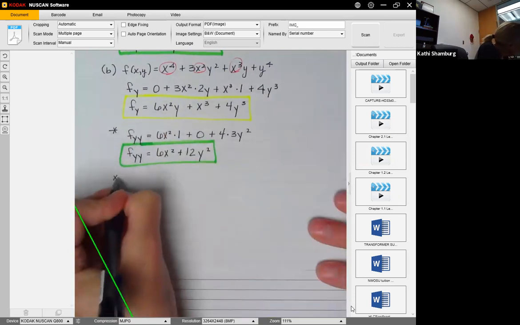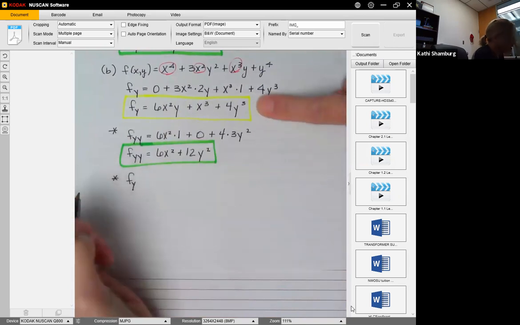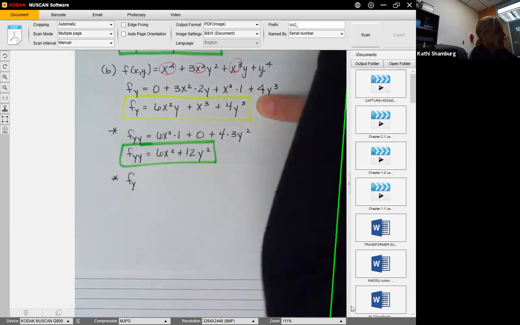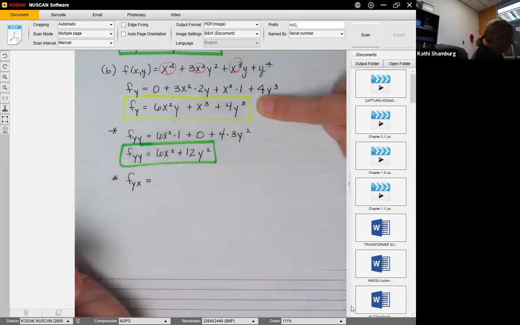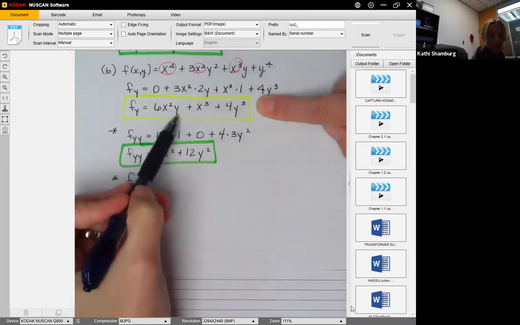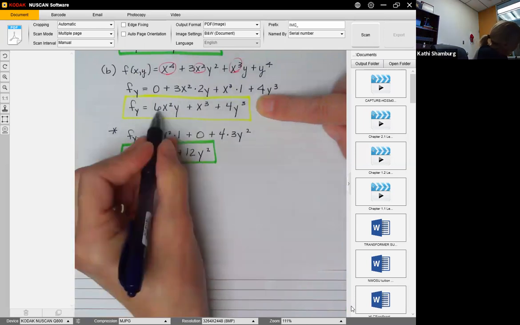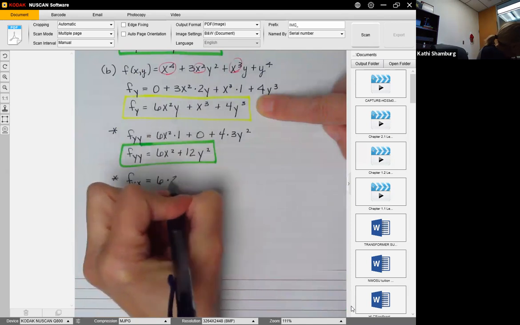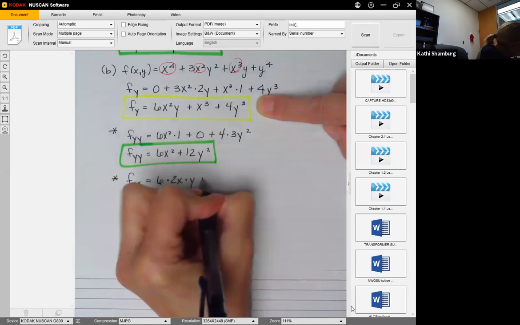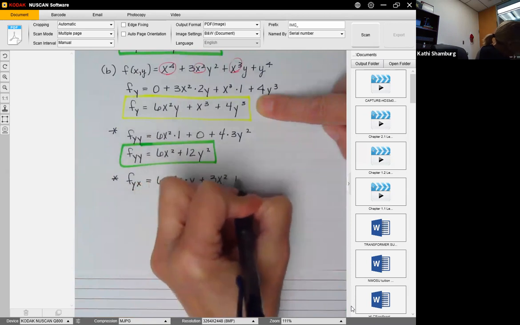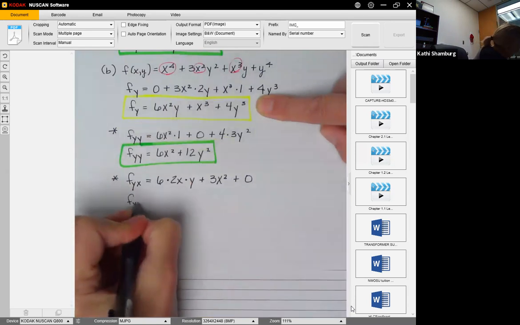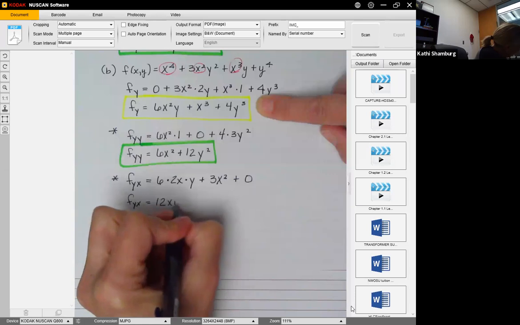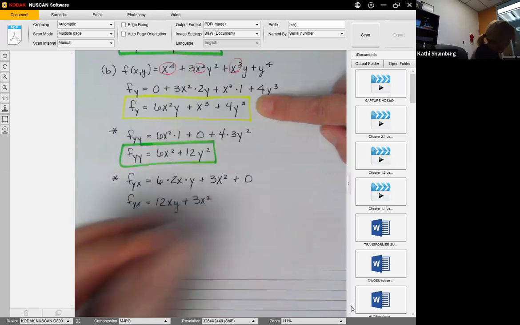And then we're also going to find f sub yx. So looking at this first derivative, but now the second derivative is going to be with respect to x. So that means your y's are your constant multiples or your constant. So we would get 6 times 2x times y plus 3x squared plus, this is a constant, so that would be 0. So f sub yx equals 12xy plus 3x squared.